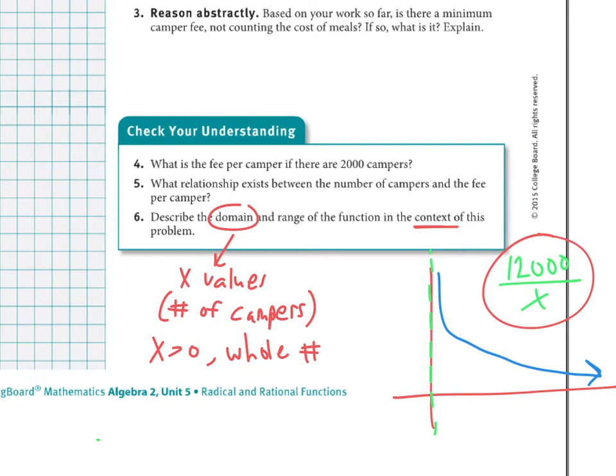Okay, and then the range. Again, that's when we were talking about what would be the minimum cost per camper and all that. The range is always going to be above 0 as well, because this y value here will never quite get to 0. And technically, if you had 1 camper, the cost could be really, really high. So the graph itself does go to infinity for a y value, but in the context of this situation, I think the highest it could be is 12,000, because if you had 1 camper, that's what the cost would be.